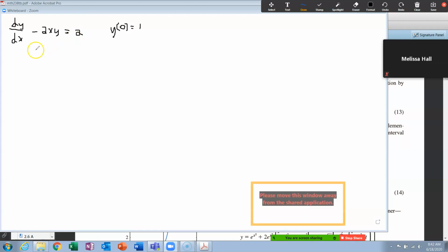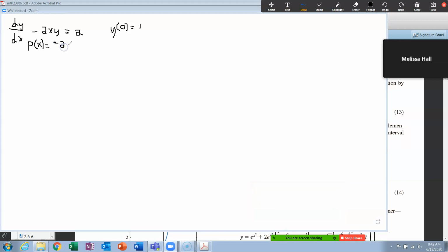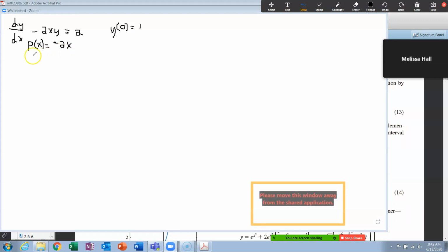What's the first thing we do? Basically, I've already done it. Identify your p of x. What is it? Minus 2x. Don't leave off the sign, okay? It's a minus 2x. What do we do with that?